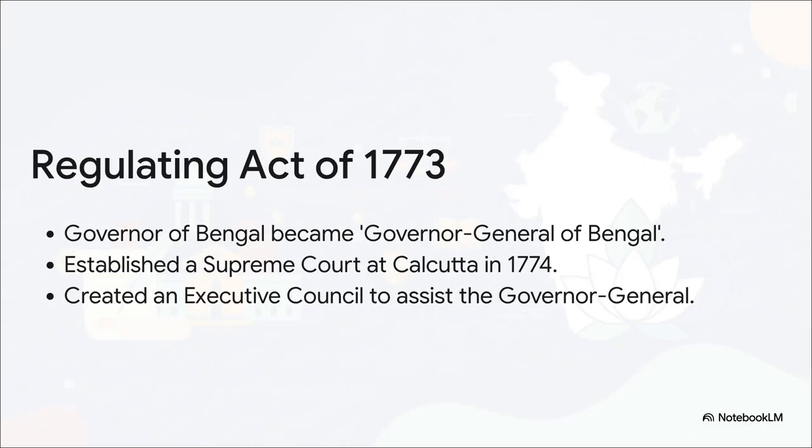Okay, the Regulating Act of 1773. This was a huge deal. Why? Because it was the British government's first real step to get control over the East India Company. It centralized power by making the governor of Bengal the governor general, and it set up a Supreme Court in Kolkata. And just like that, you've got the answer to that opening question we just looked at.